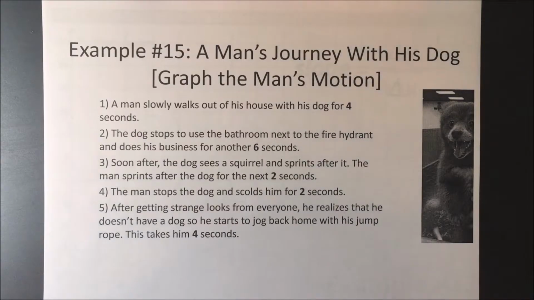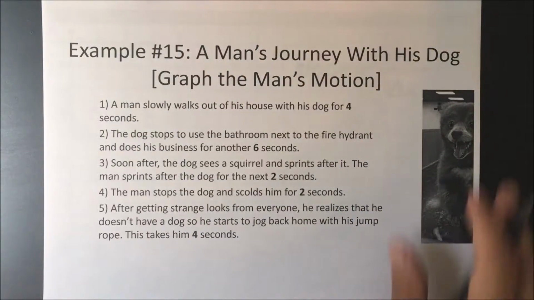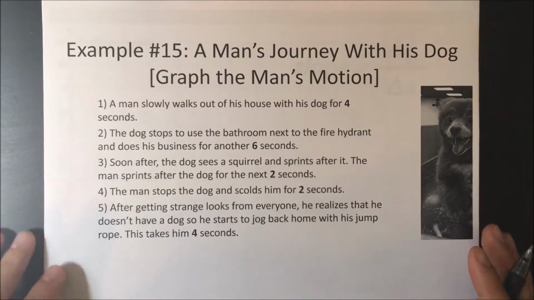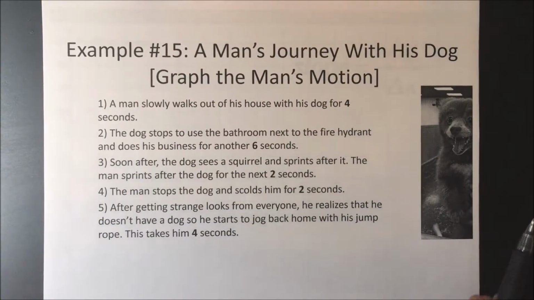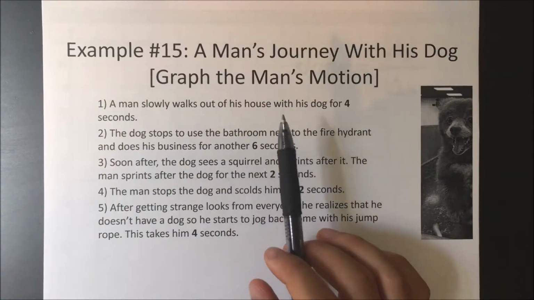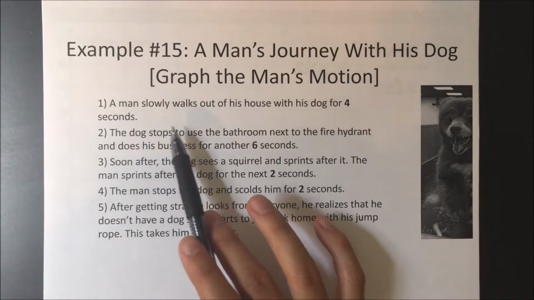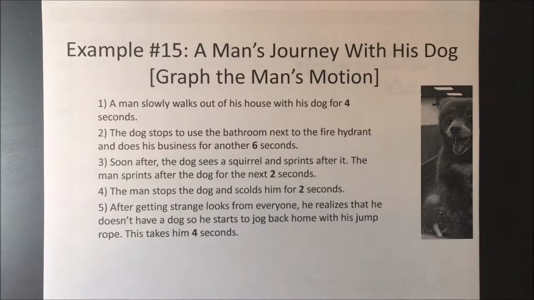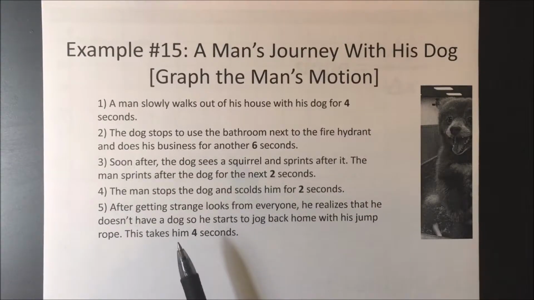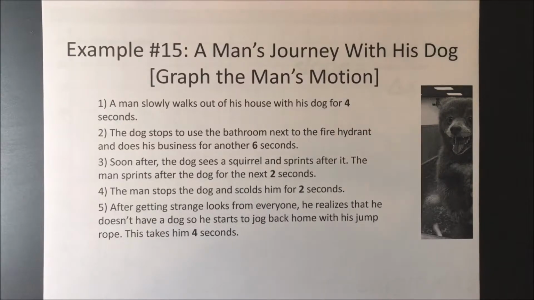Now, we're going to be doing some drawing the graphs for ourselves. So I'm going to read a little story, and then we're going to try to graph this all out. So a man's journey with his dog. A man slowly walks out of his house with his dog for 4 seconds. The dog stops to use the bathroom next to the fire hydrant and does his business for another 6 seconds.